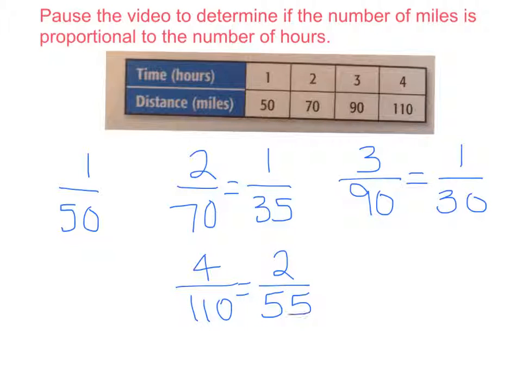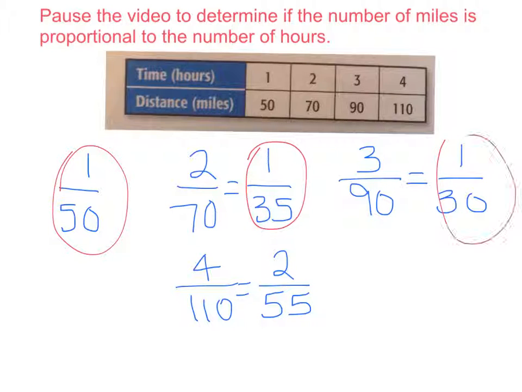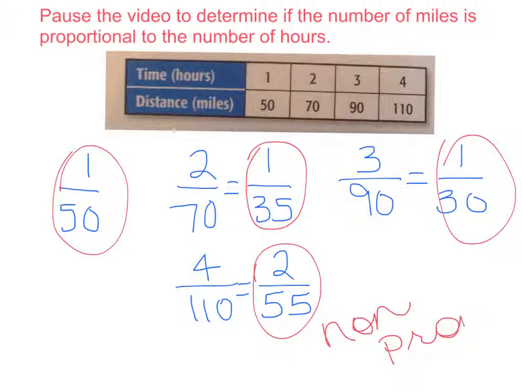So you can see here that the rates are constantly changing. So we would say that this is a non-proportional relationship because the rates are not consistent. They change over a specific period of time. If you were to graph this, you would see that it would not be a straight line, which would demonstrate something being proportional.